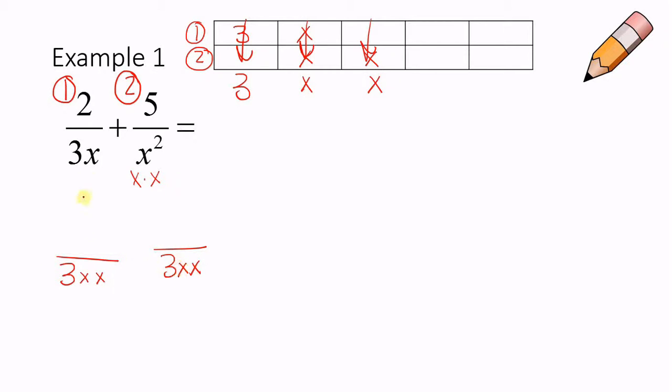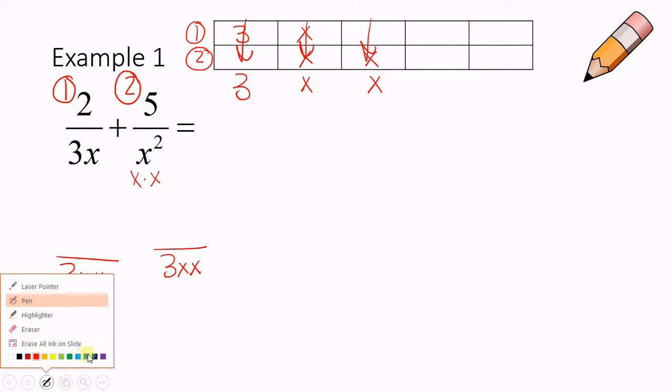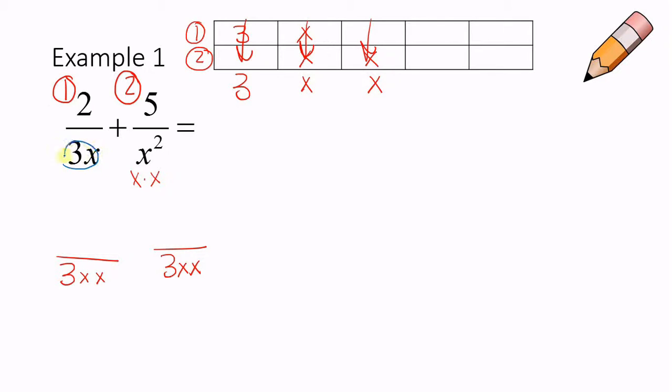Alright, now what you should do, let's cover up what we originally had to see what we need. So notice how on this one, my first fraction here, I am missing an x, right? So I need to multiply the top by x. Okay? So I'll get 2x on top.